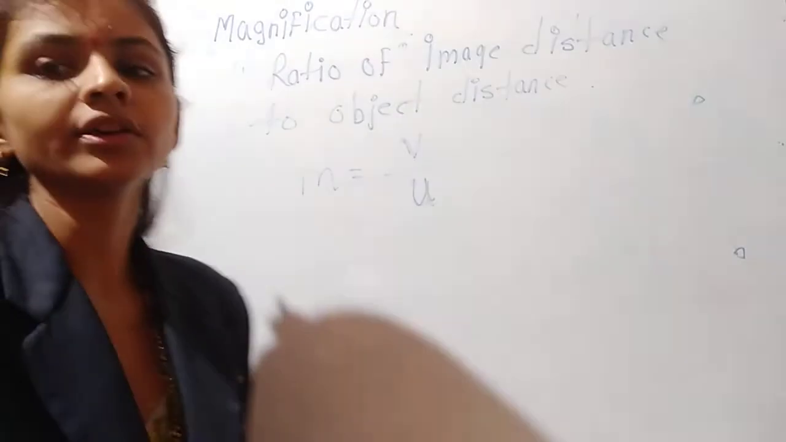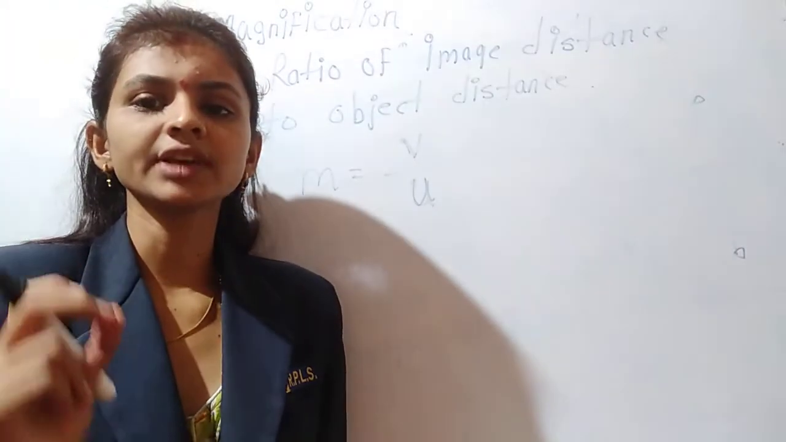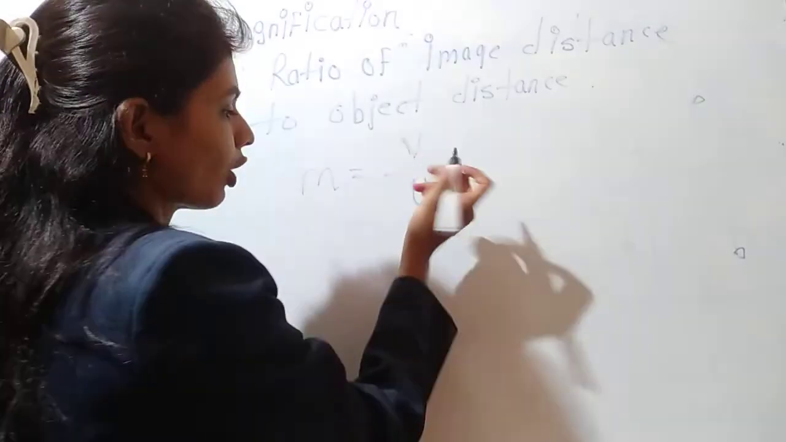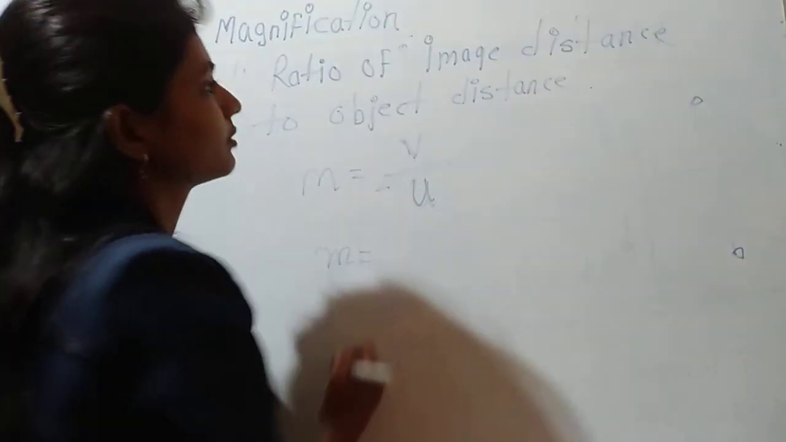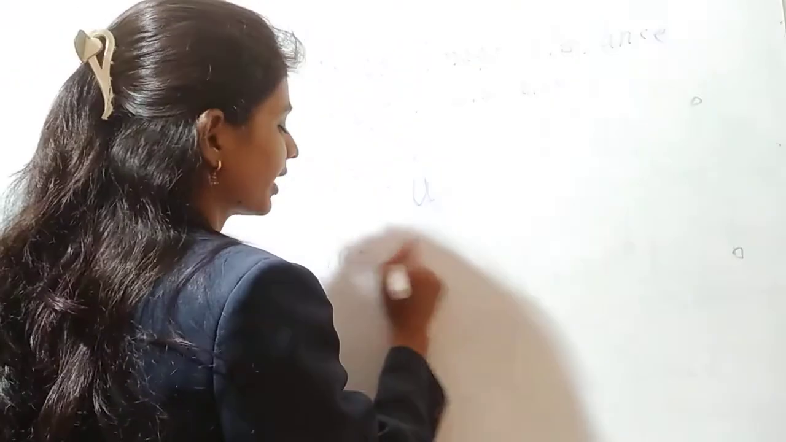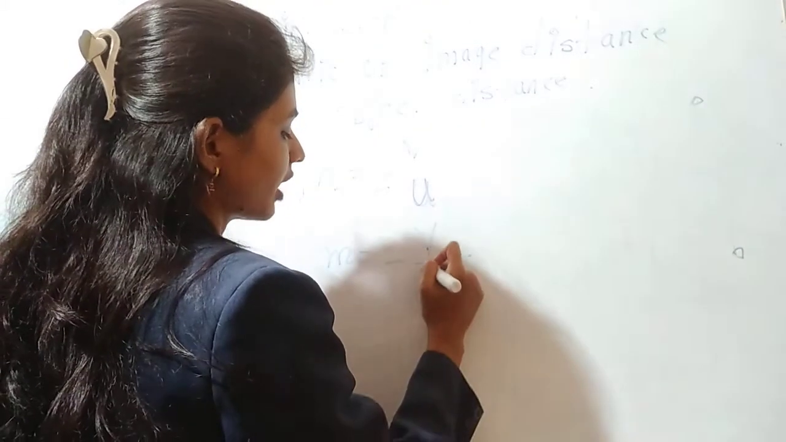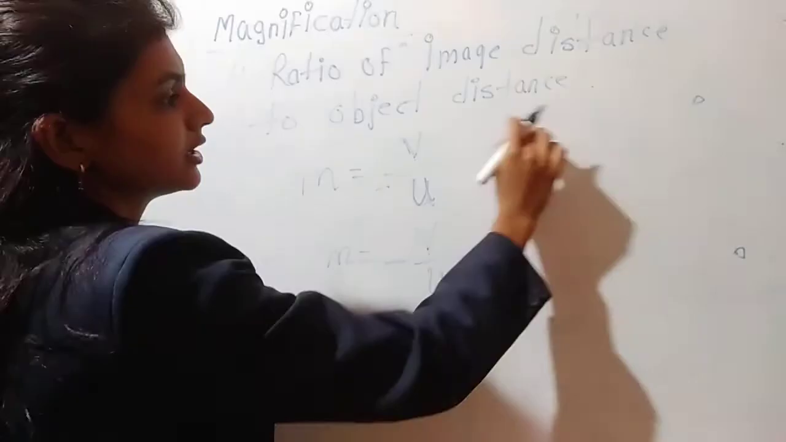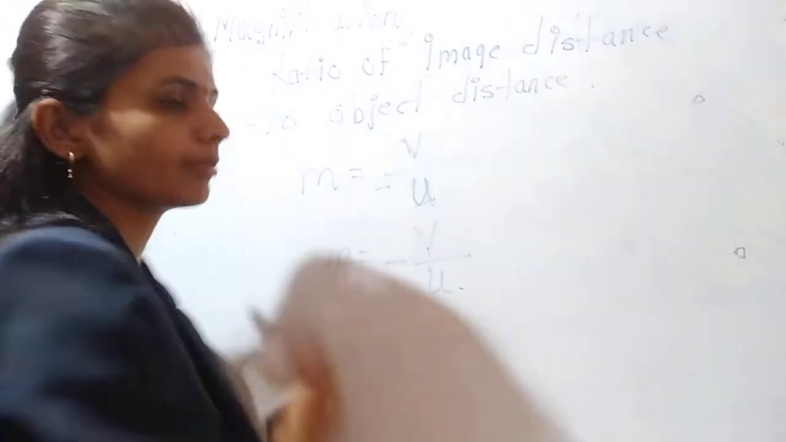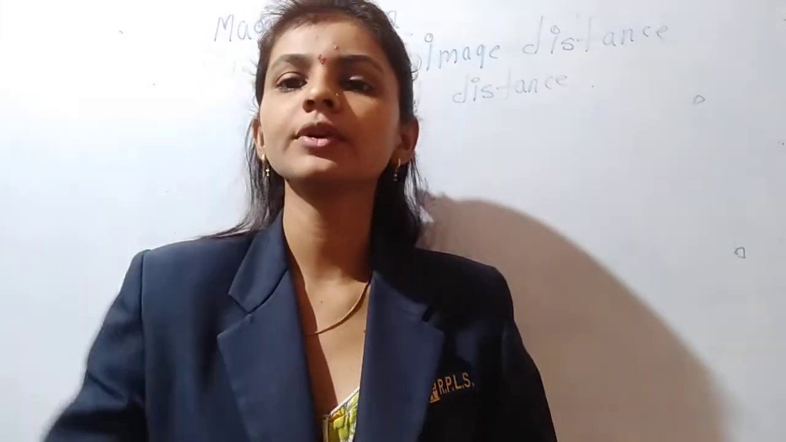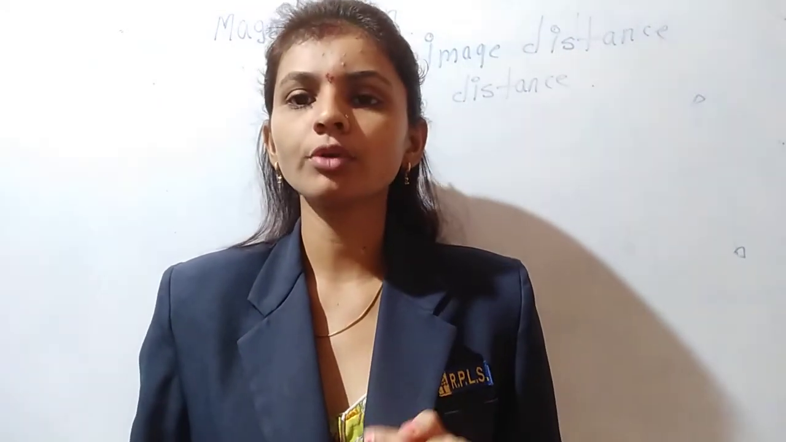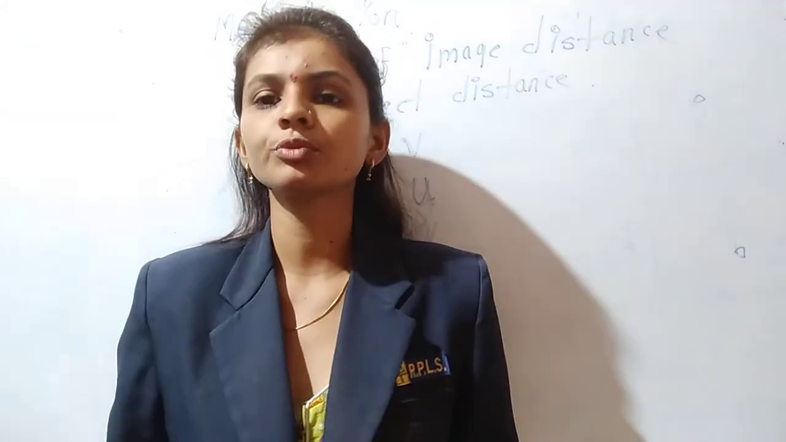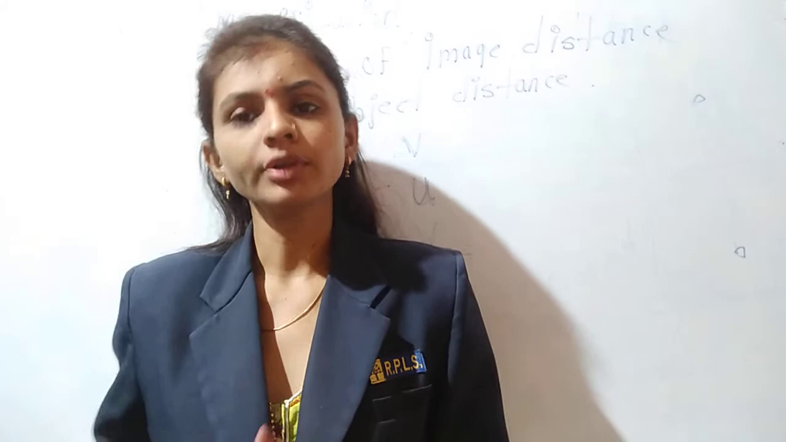Here one thing we know: the object distance has a minus sign, so that's why magnification by using the distance always has a minus sign. So it is m equal to minus v upon u. Here v is the image distance, u is the object distance, and m is the magnification. So we calculate the magnification using two methods. If we know the height, we can calculate it using m is equal to h2 upon h1.